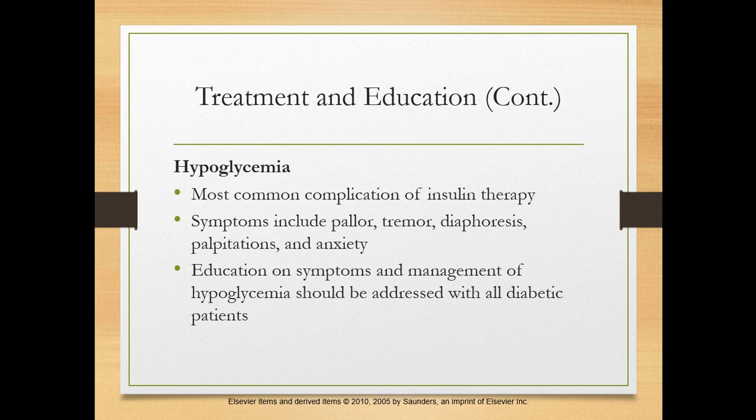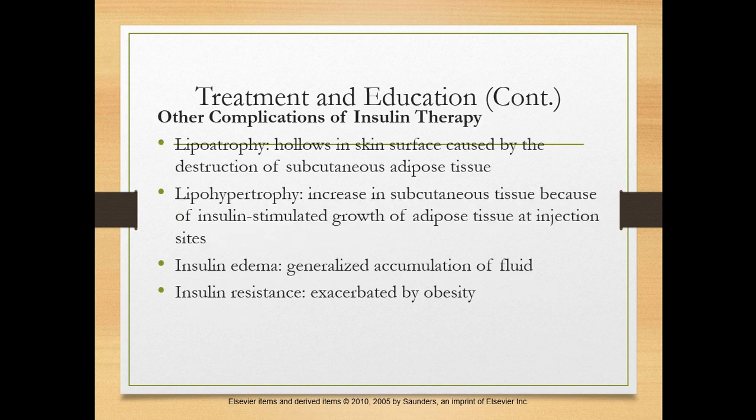For hypoglycemia, which we haven't talked about at all, sometimes people can have low blood glucose levels. It's the most common complication of insulin therapy, because sometimes it can drop it too low. The symptoms can include pallor, tremor, diaphoresis, palpitations, and anxiety. Education on symptoms and management of hypoglycemia should definitely be addressed with all diabetic patients, and it's more a matter of controlling the meds and the dosage.